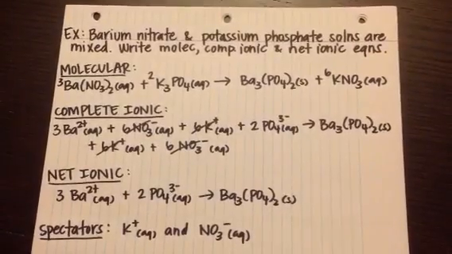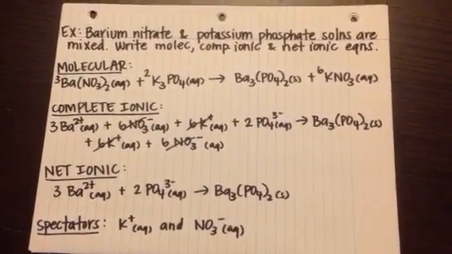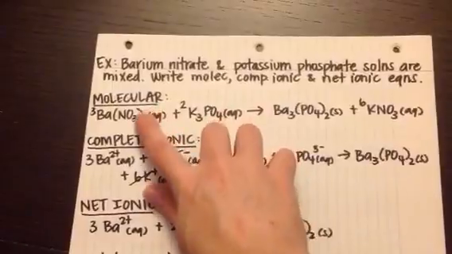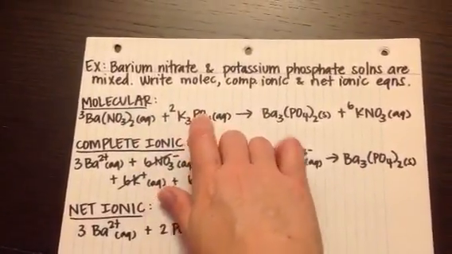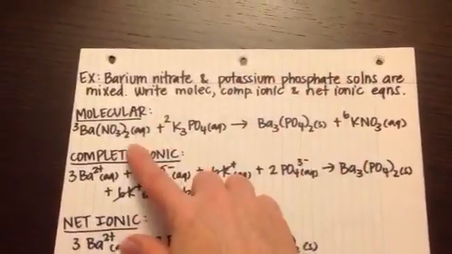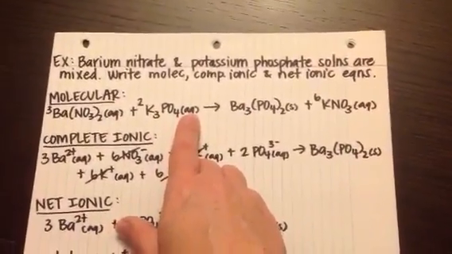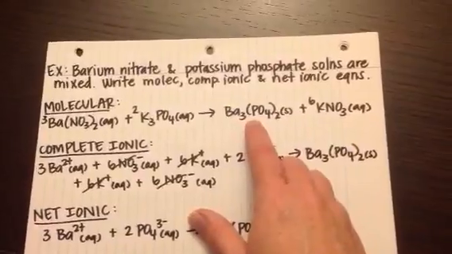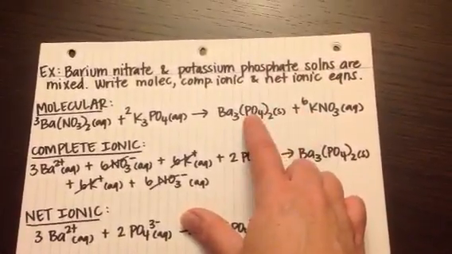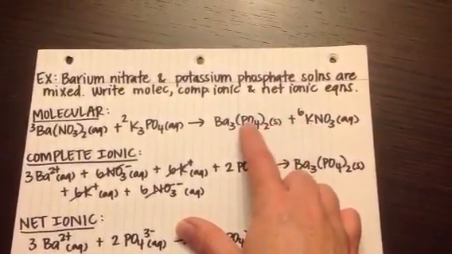Write molecular, complete ionic, and net ionic equations. First thing we need to do is write the formulas for my two reactants, and they're told that they're solutions, right? So that makes them (aq). Then we need to do our double displacement reaction, predict the products, and then we use our solubility rules to figure out the states of matter of my two products.